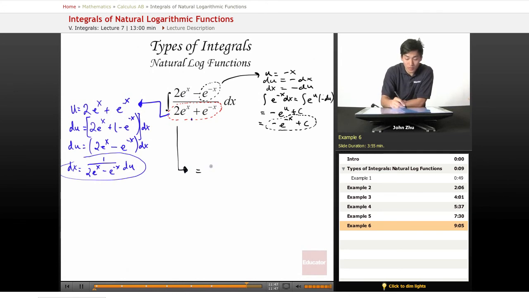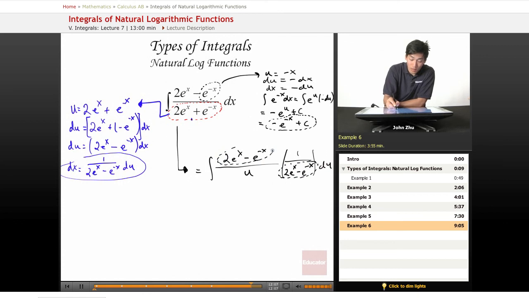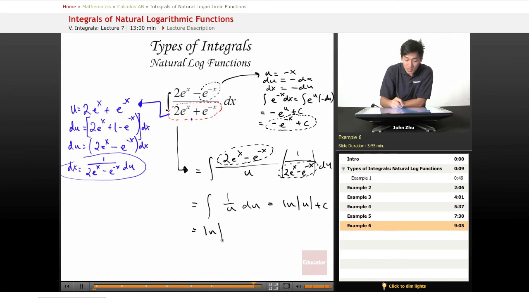Let's apply that directly. Okay, so this equals 2e to the x minus e to the negative x over, well, u. And dx is 1 over 2e to the x minus e to the negative x du. Well, of course, these two terms cancel out, which leaves us with the integral of 1 over u du. So the integral of 1 over u du is just ln of u plus c. And then when we substitute the u back in with this expression, it's ln of 2e to the x plus e to the negative x plus c.